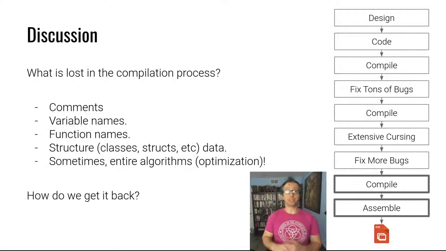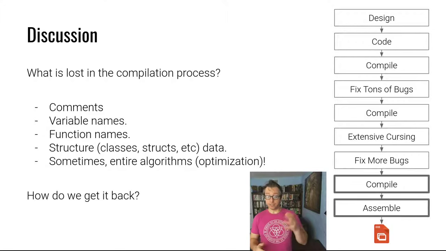You lose variable names, and I'll show a demo where variables just become memory locations. And then a lot of semantic knowledge is lost. You often lose function names. You lose all type information. And sometimes the compiler might optimize out an entire algorithm.